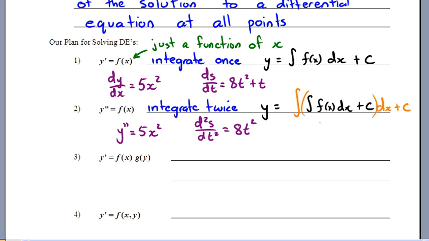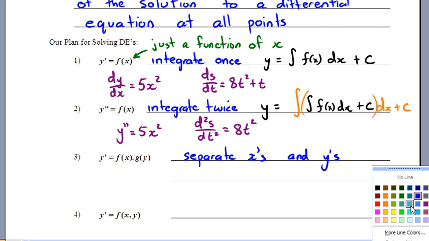Things were fine. Then, last day, we saw these ones, where your derivative, your y prime, is equal to some sort of combination of x's and y's, but they're separable. You can actually tear them apart. So if this is the case, then you want to separate the x's and y's. That's why we call this a separable differential equation. And then you integrate each side.